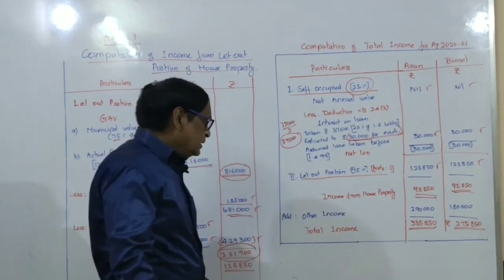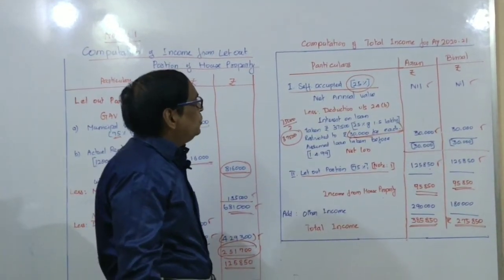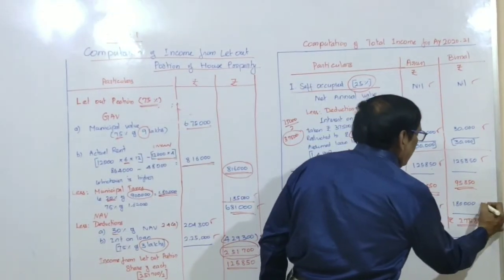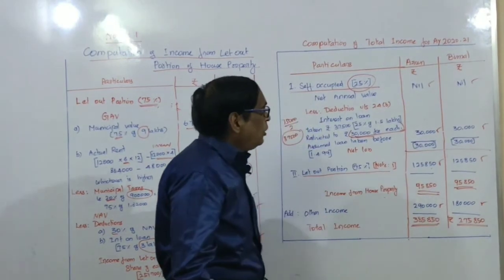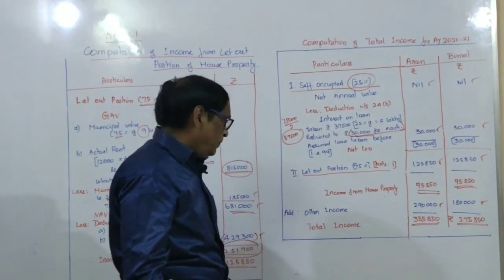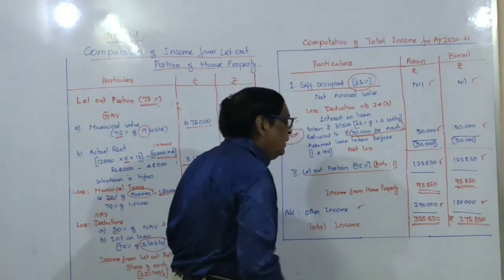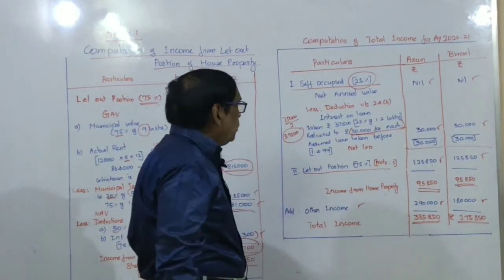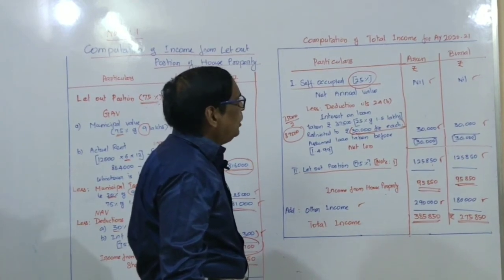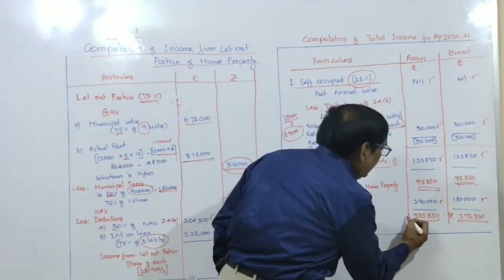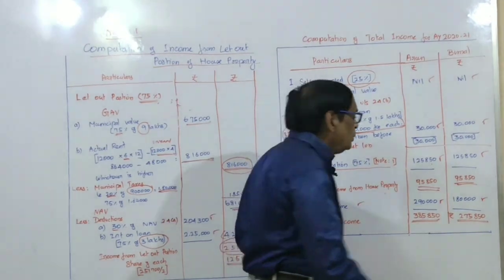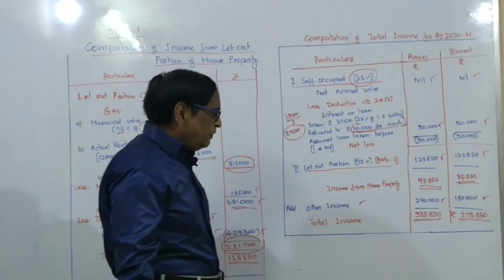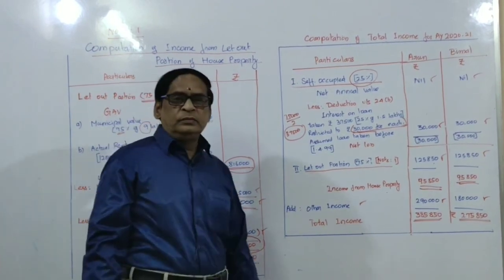Apart from that, the other income pertaining to Mr. Arun and Bimal is 2,90,000 and 1,80,000, that is 2,90,000 for Arun and 1,80,000 for Bimal. So this is other income. If we add these two incomes, we can get the total income of Mr. Arun and Bimal. It is coming around 2,75,850 for Bimal, and 3,85,850 for Mr. Arun. Okay.